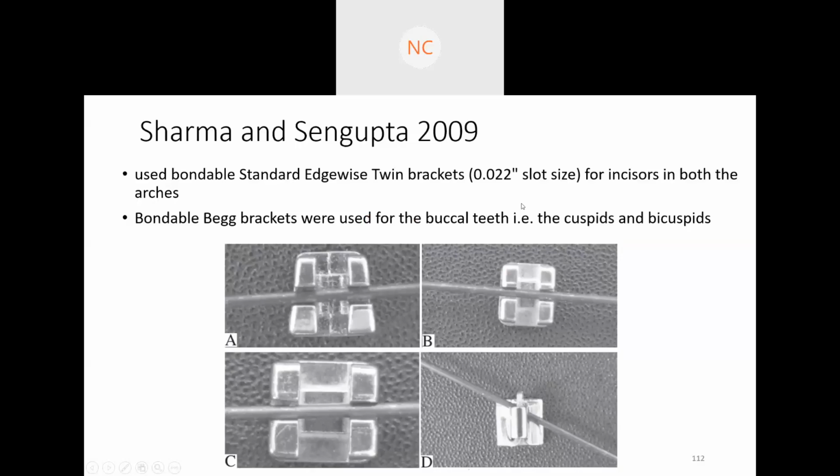So there is another modified Begg bracket that was given by Sharma and Sen Gupta in 2009. What they did was they used the edgewise bracket of 22 slot in the incisor bracket, that is central and lateral incisor, whereas they used the bondable Begg bracket in the canine and the premolar bracket.